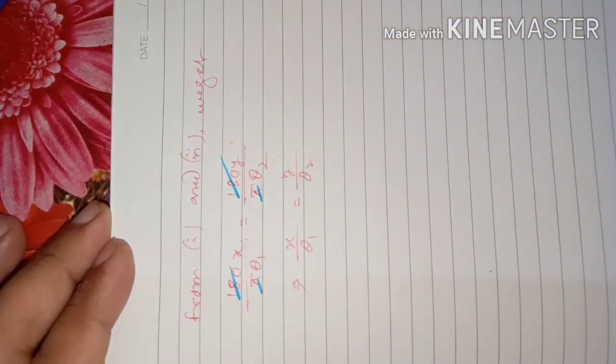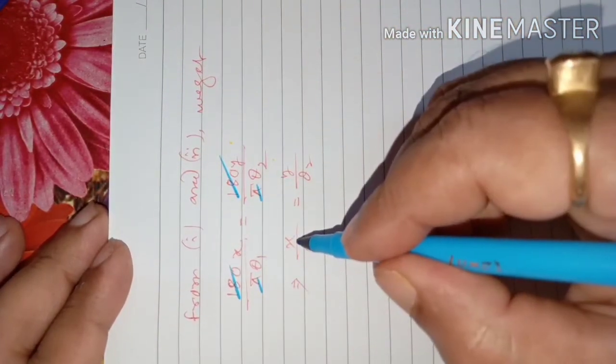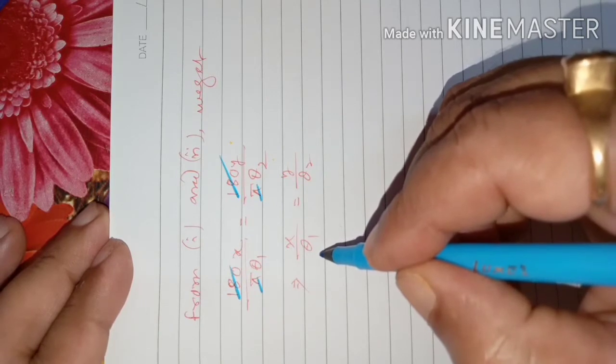It is saying that x is what? Length of the arc, and theta is what? Angle subtended by the arc.